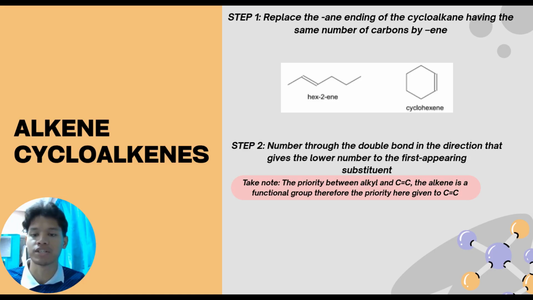We move to the next part, which is cycloalkenes. Step 1, replace the "-ane" ending of the cycloalkane having the same number of carbons with "-ene." As an example, hexane will become cyclohexene. Pentane will become cyclopentene. For step 2, number through the double bond in the direction that gives the lower number to the first appearing substituent. Take note of the priority between alkyl and C=C double bond: the alkene is a functional group, therefore the priority is given to the C=C double bond.